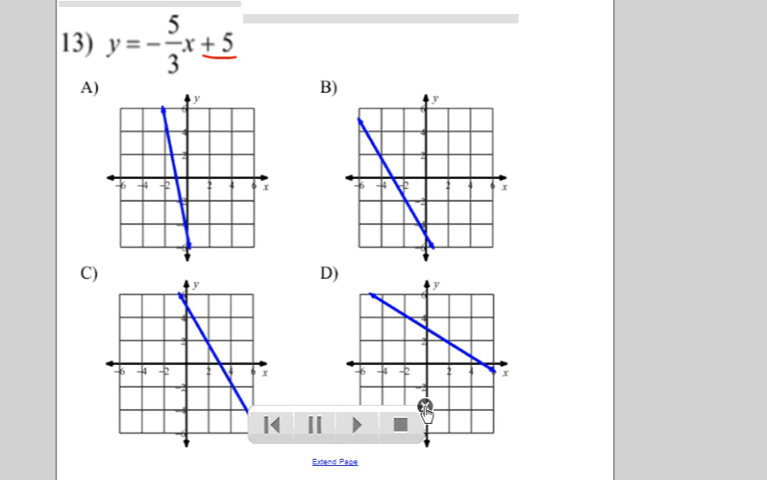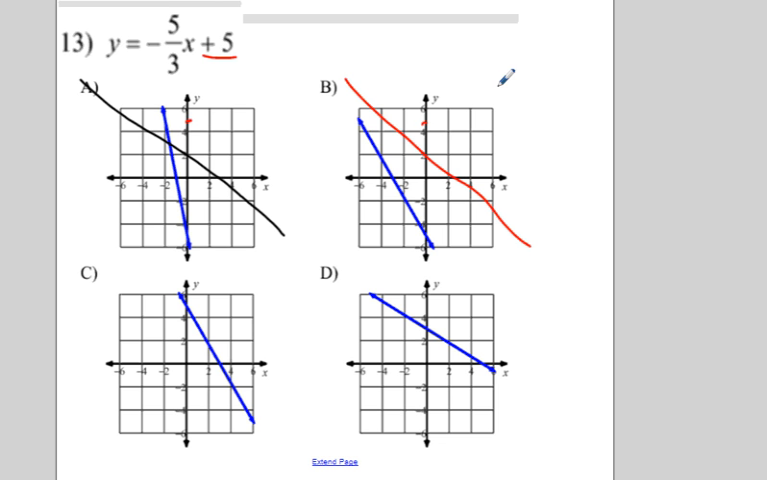For this part right here, go and check every single graph. Do you see a y-intercept of 5? Not there, so it's not A, it's not B. C, it's right there on +5, so it's possibly C, but D, we'll check that one. The y-intercept is wrong on D, so we know it has to be C.